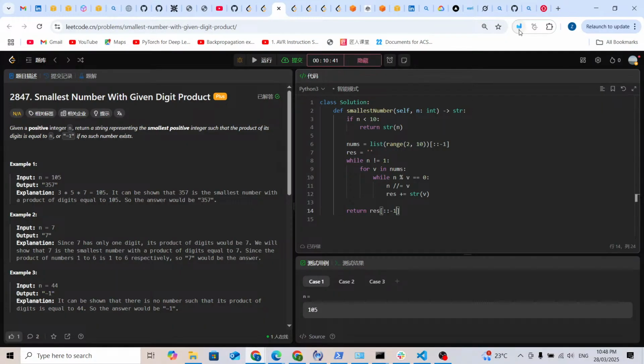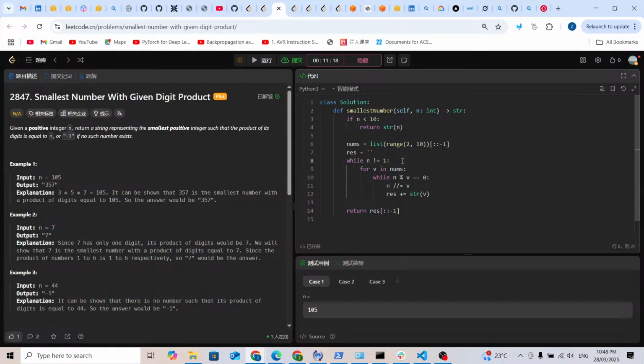So if we are lucky, everything is okay, like 105. What about if we are unlucky, like we have a 44? So definitely we need to break the while loop. But how can we break the while loop? Even if n is not equal to 1, we have to break it. Because for this example, how can we get 11? 44 divided by 4 is 11. And then for 11, we cannot find any numbers. So what should we do?